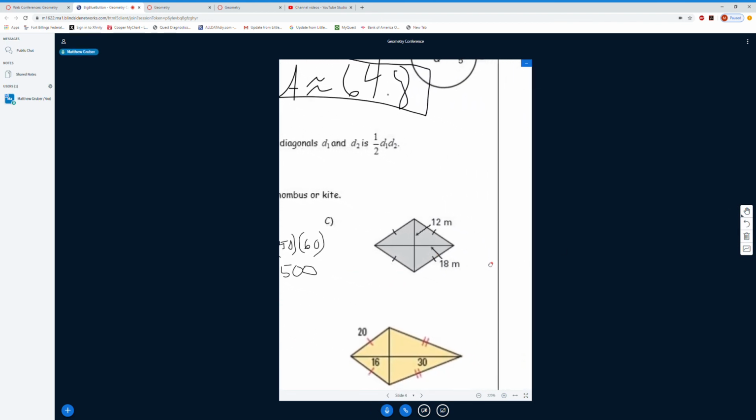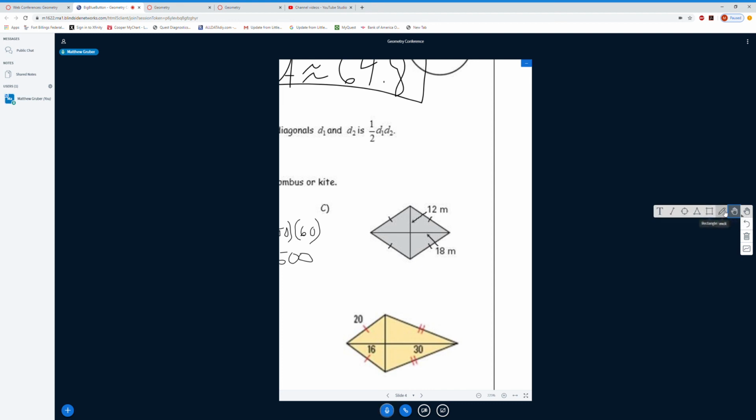I have another rhombus. This one's a little bit trickier. They're telling you this piece here is 12. So this one's a little tricky. If this is 12, this is also going to be 12. This is 18. This is also going to be 18. So that means when I find the area here, I need to make sure I use the whole diagonal lengths. 12 and 12 would give you 24. 18 and 18 would give you 36.